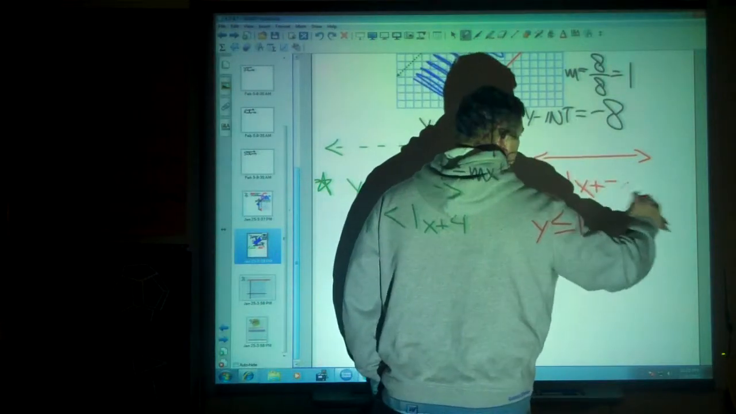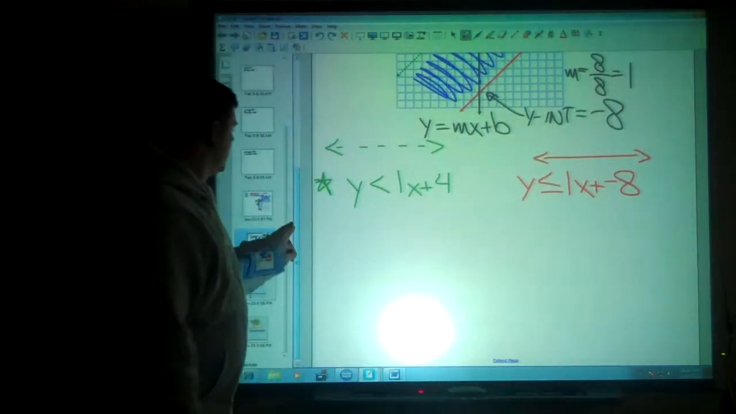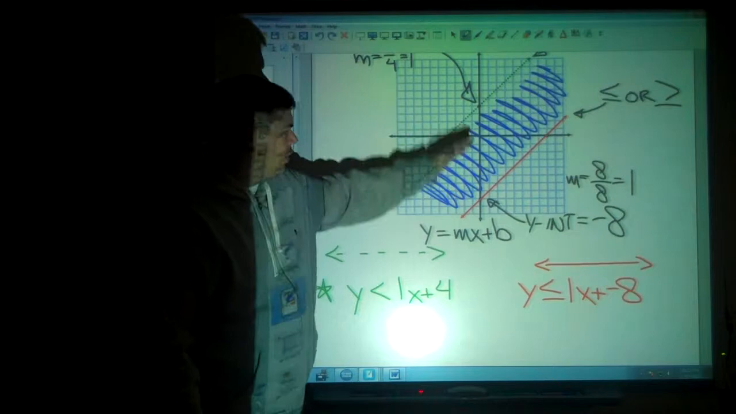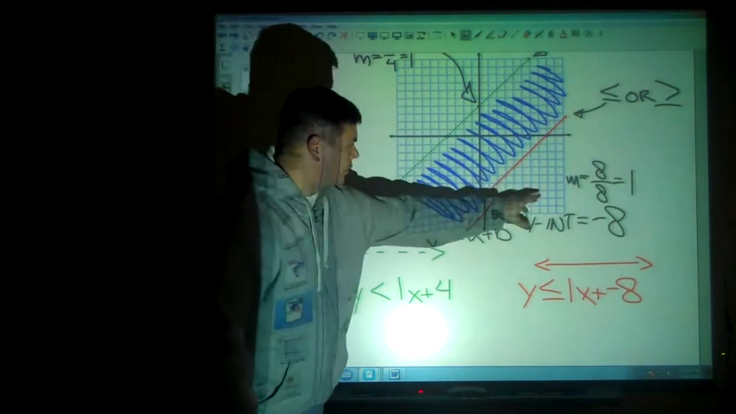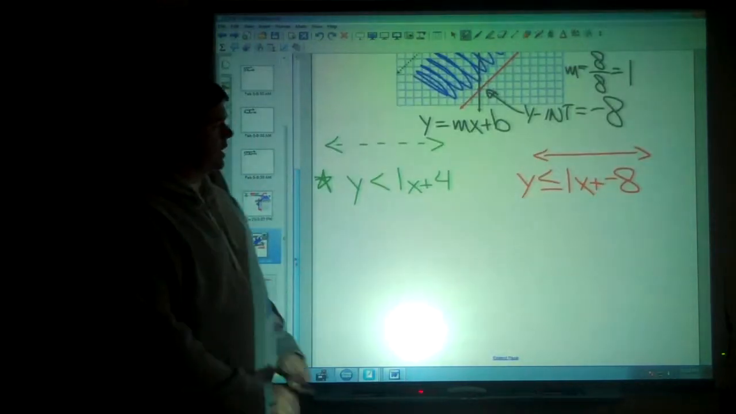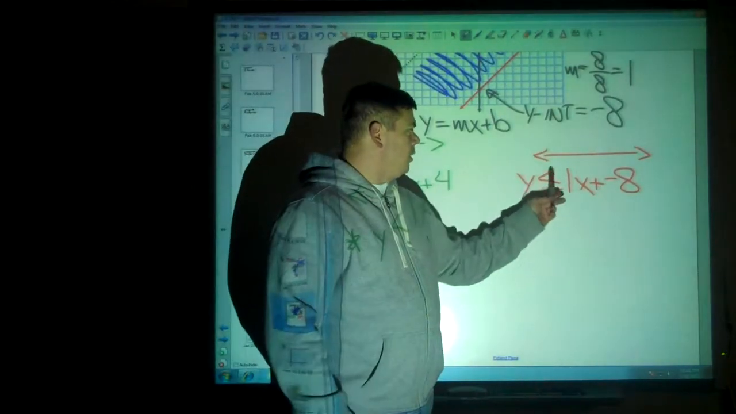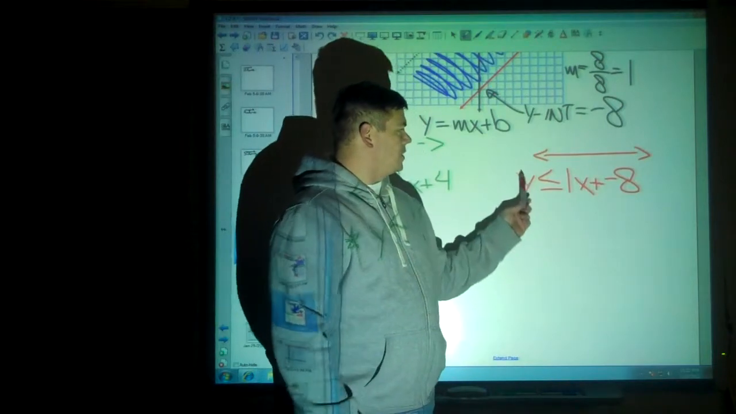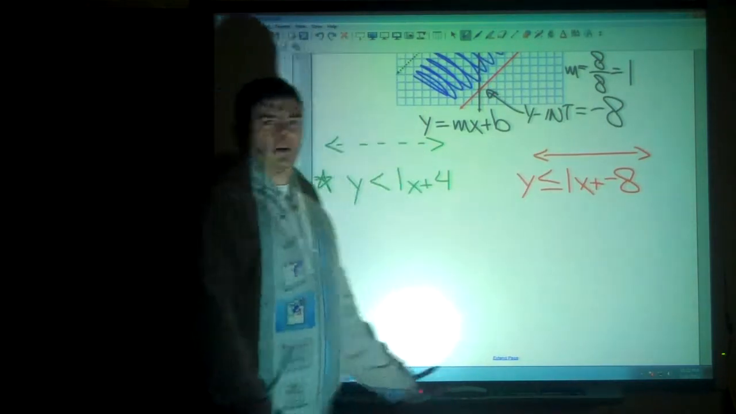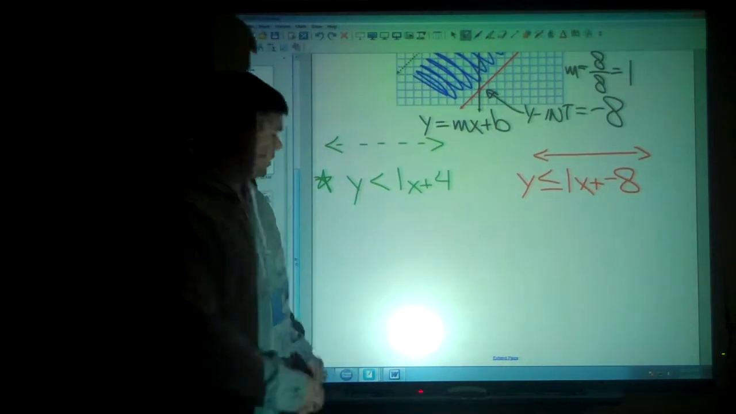This time the y-intercept was -8. And again, (0, 0) is supposed to work because it's a shaded region for the red line. There's no answers for the red line over here. We test out (0, 0). Is 0 less than or equal to 1 times 0 plus -8? That means is 0 less than or equal to -8? And the answer to that is no. It does not work.